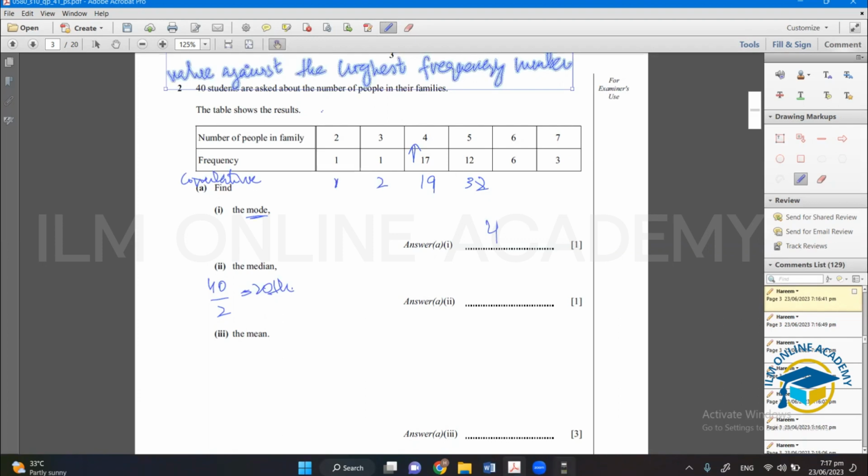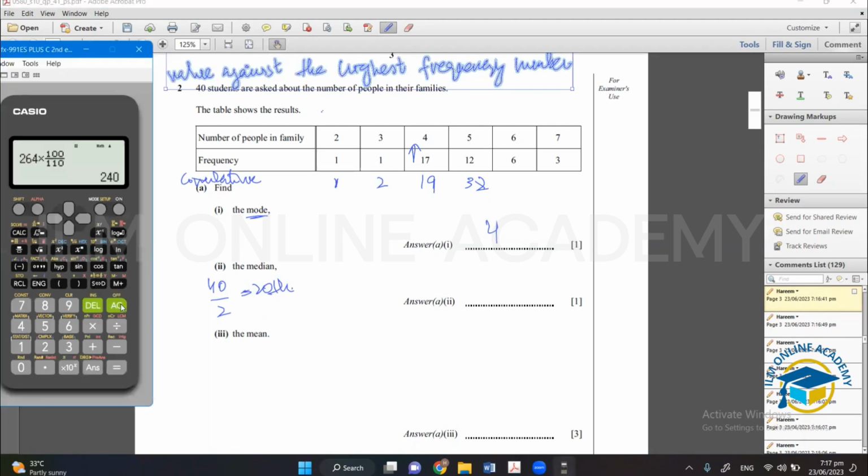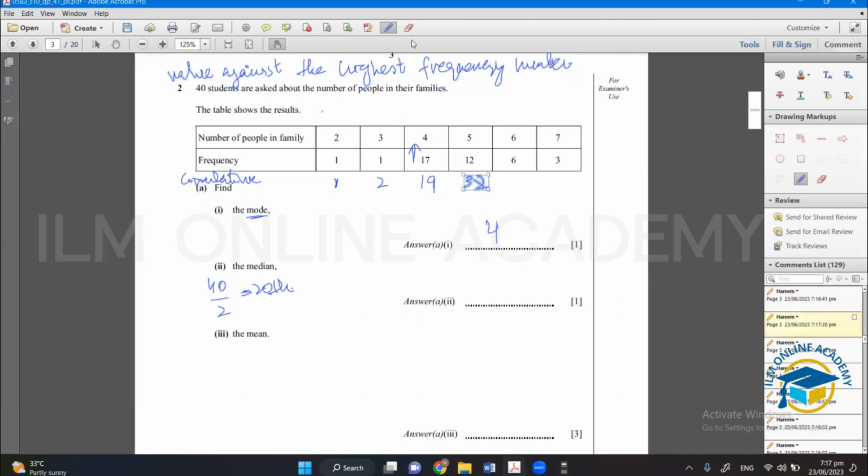12 plus 19, maybe I'm confused. 19 plus 12, yes, equals 31. Sorry, my bad. It's 31.